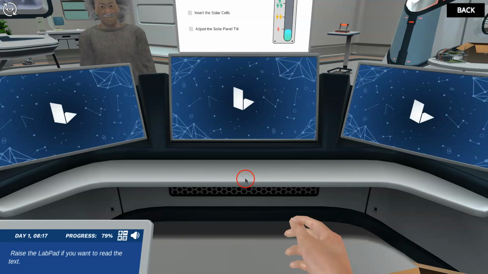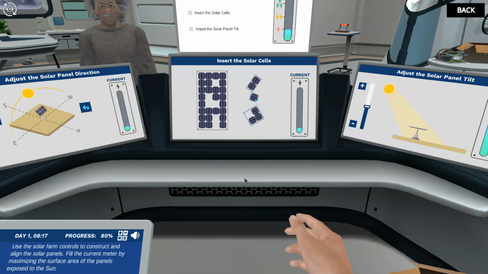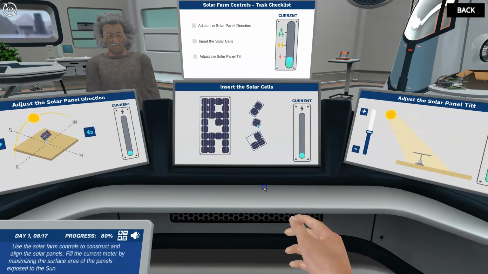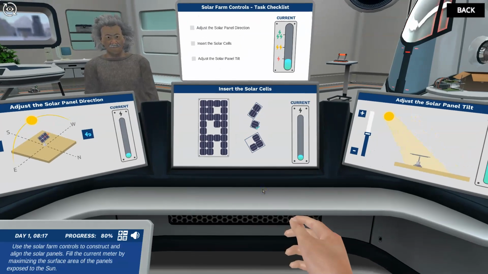In order to use the solar farm to jumpstart the time machine, we have to make sure that all the solar panels are fully constructed and properly aligned with the sun. Use the solar farm controls to construct and align the solar panels. Fill the current meter by maximizing the surface area of the panels exposed to the sun.